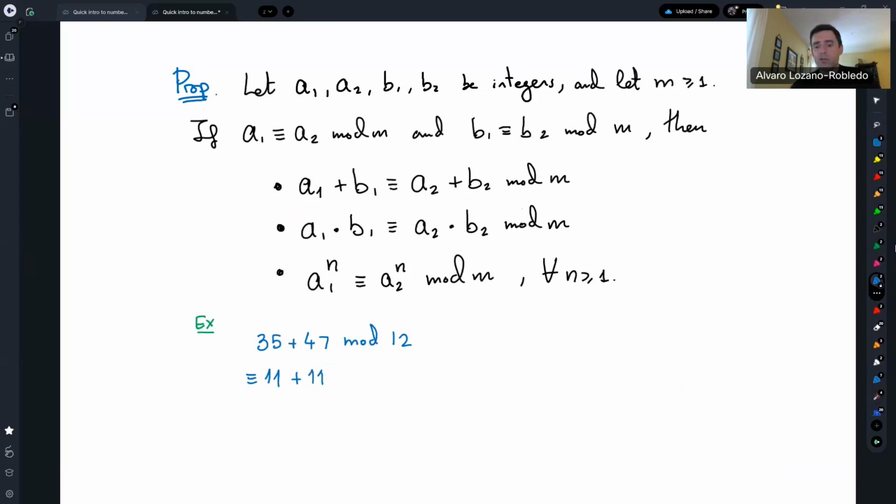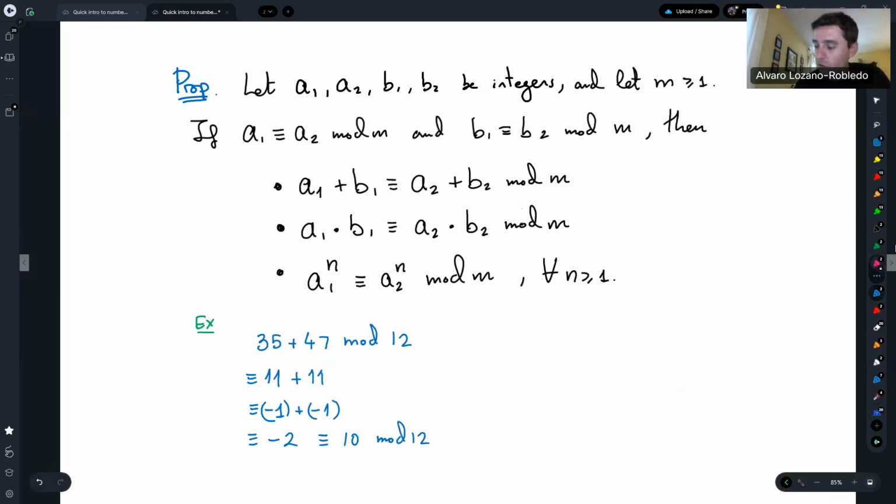But those are also 2-digit numbers. So instead of doing that, I'm going to switch them again by something they're congruent to. You see, 11 is congruent to -1 modulo 12. So this is -1 plus -1. And that is very easy. That's just -2. And -2 is congruent to 10 modulo 12. Okay, so the solution is 10.